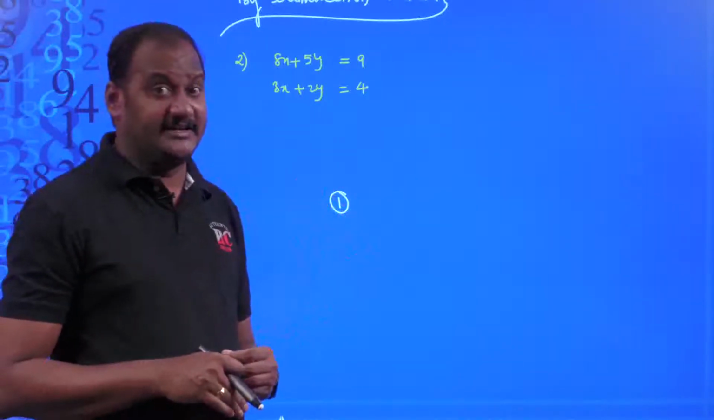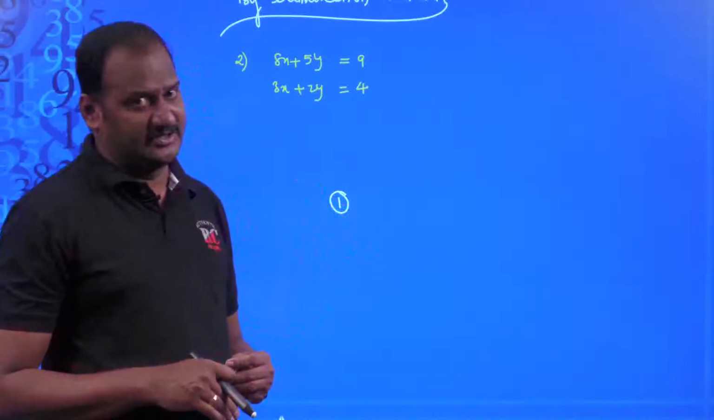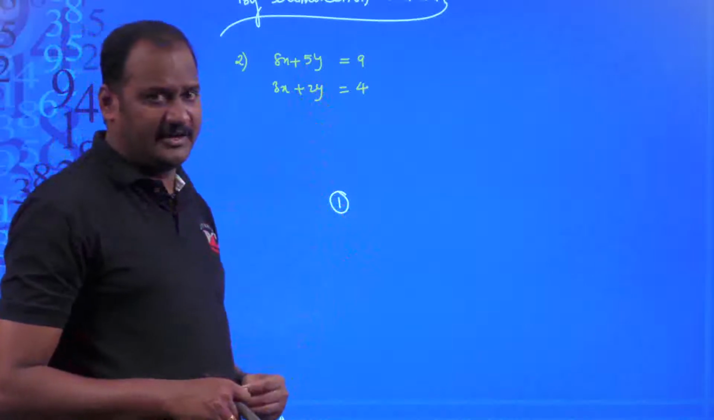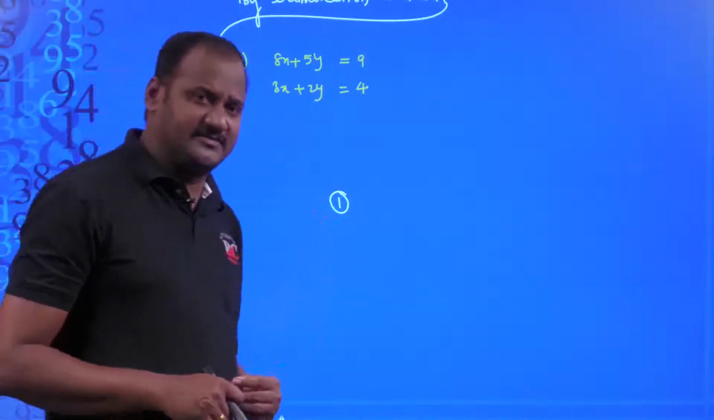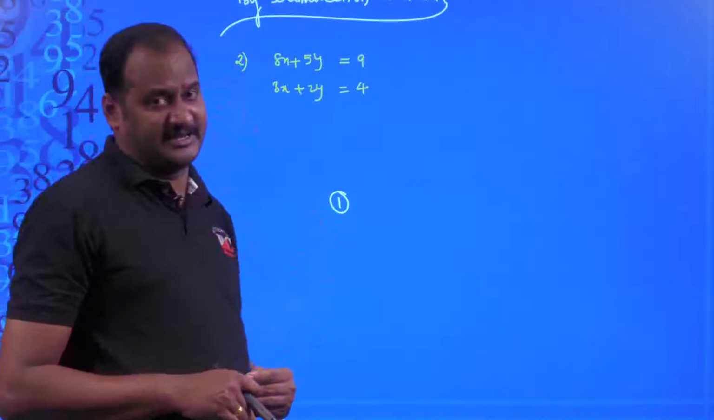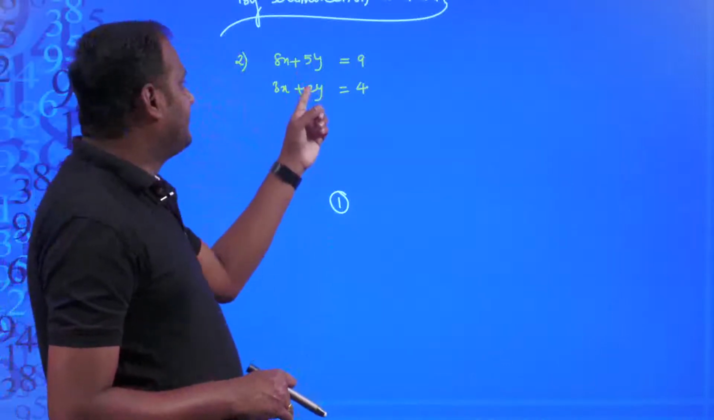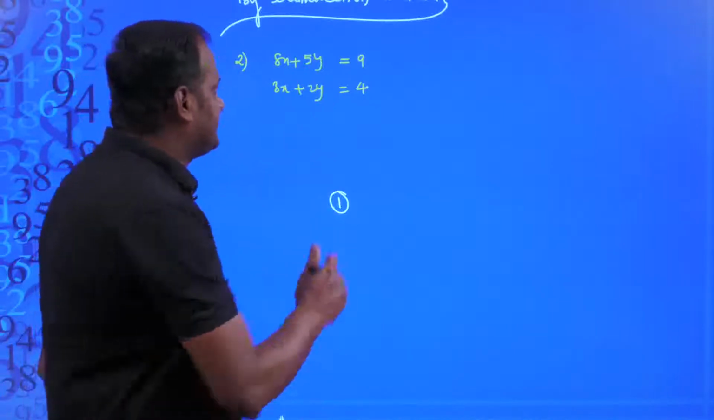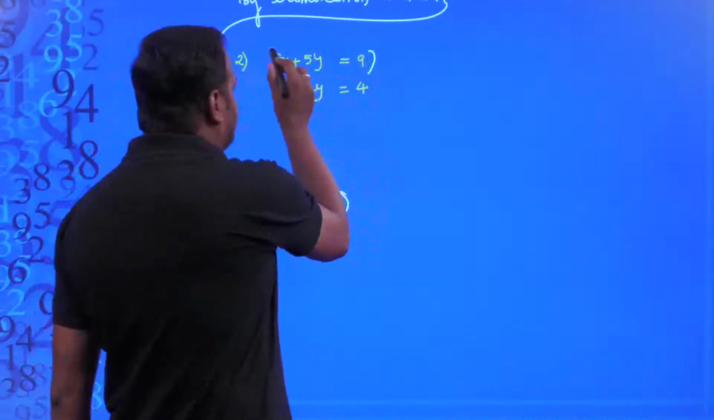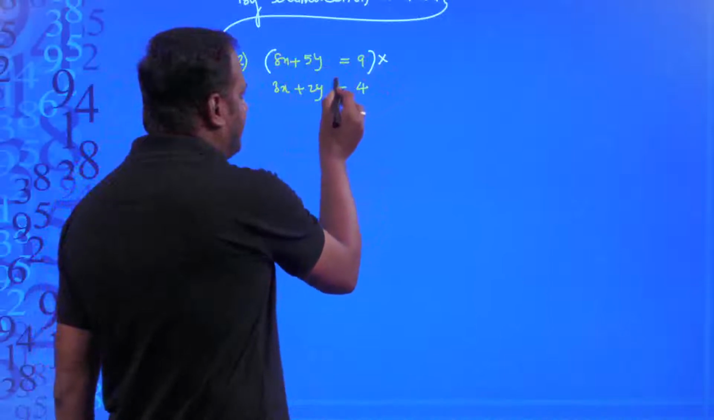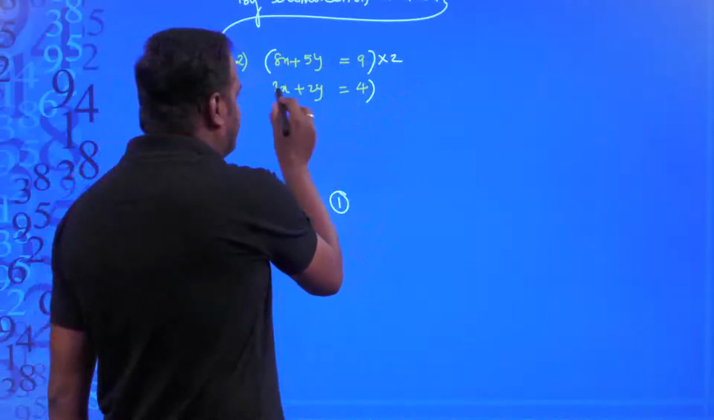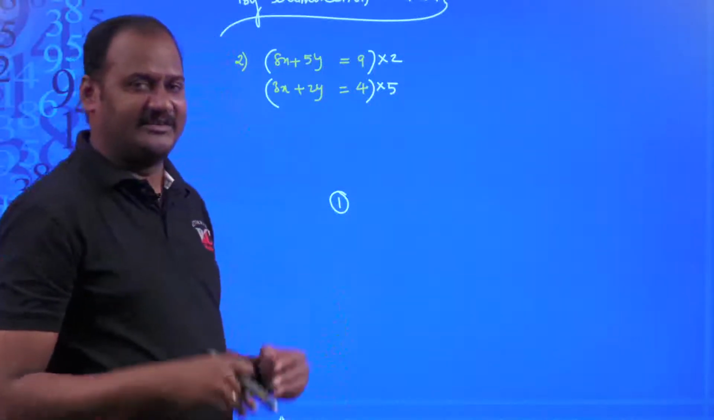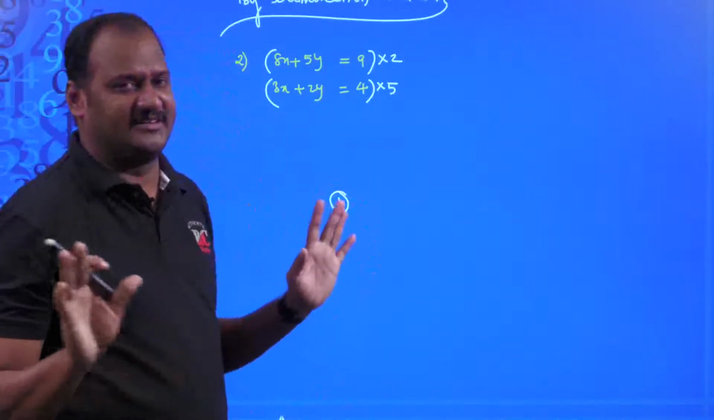For that, I need to equate the y terms. This is 5 and this is 2. So, what is the LCM of 5 and 2? The LCM of 5 and 2 is equal to 10, so you can make 5 and 2 as 10. To make 5 and 2 as 10, you need to multiply this equation by 2 and this equation by 5, right. We are thinking about LCM, HCF, so many things, but it is not required.